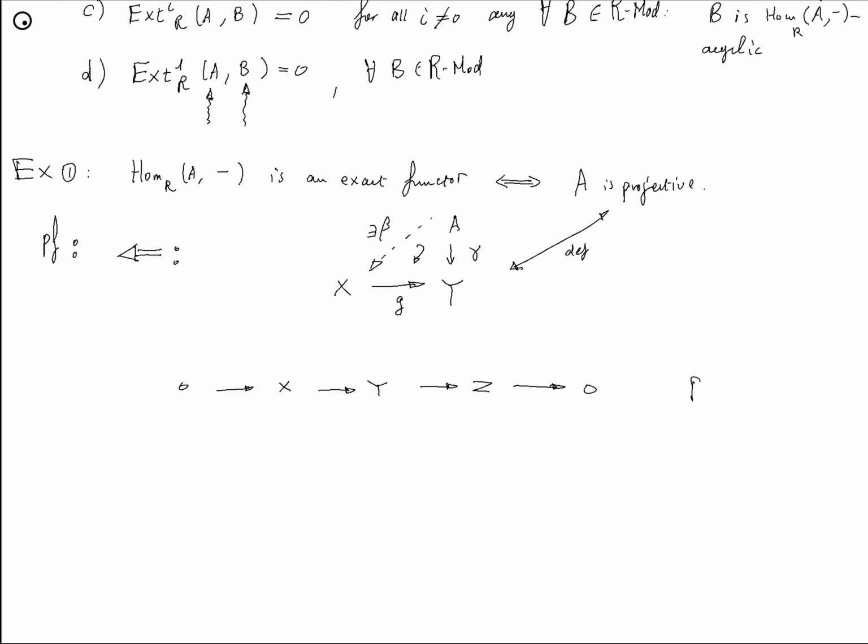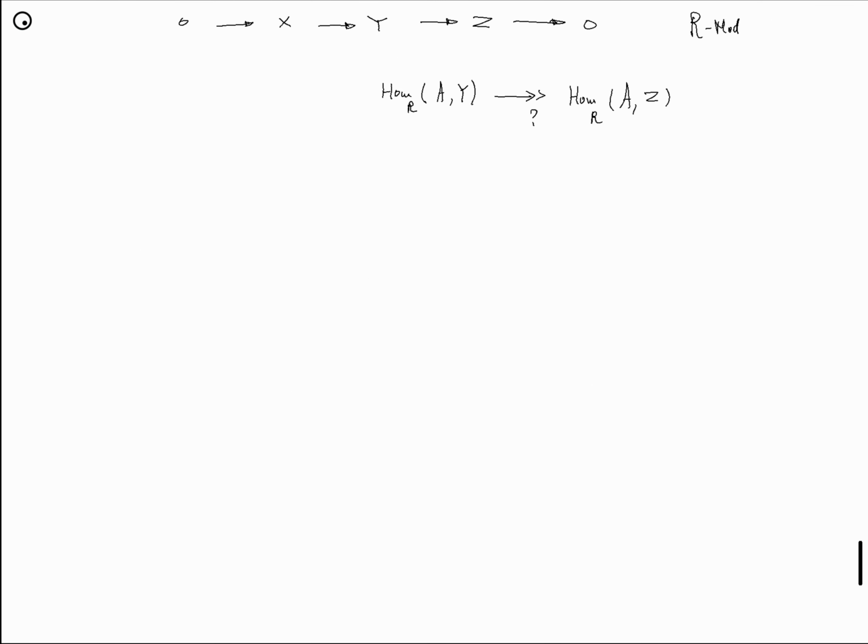So let's take a short exact sequence in our modules, and we know that this covariant version is always left exact. So the problem is, can you show that this is surjective? This is the question. And this just comes from the universal property. So what you have is a surjective map from Y to Z, and I'm asking you that given a map from A to Z, is it in the image?